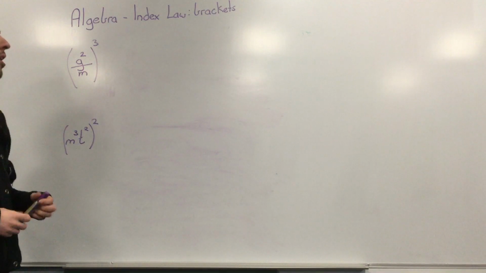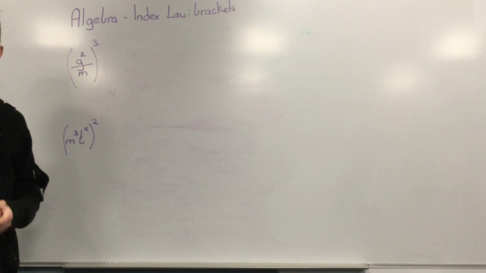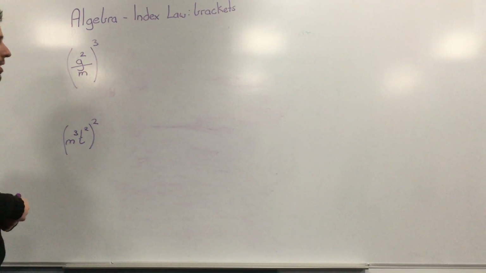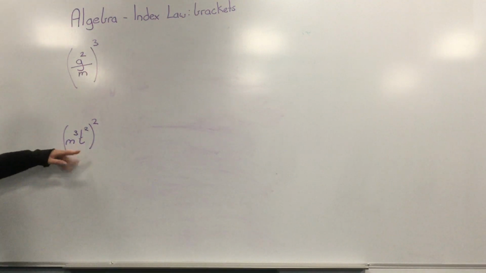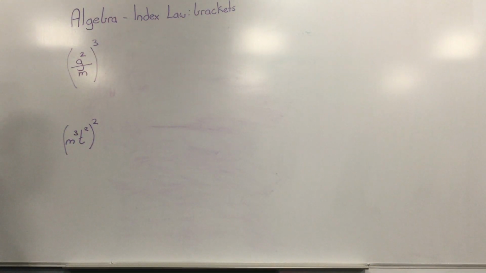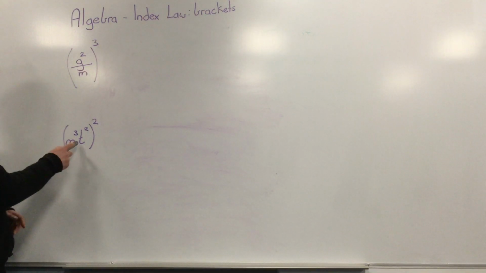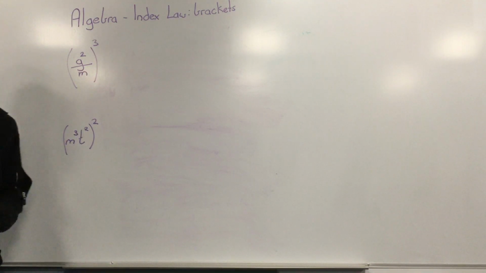So we are looking at algebra with index law and focusing on our understanding of brackets. The first thing I want us to think about is this question here. I've got (m to the power of 3 times t to the power of 2).